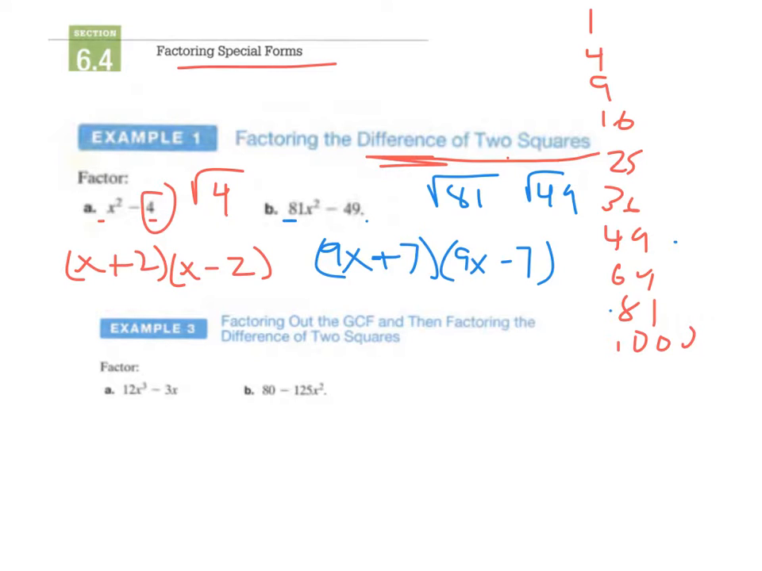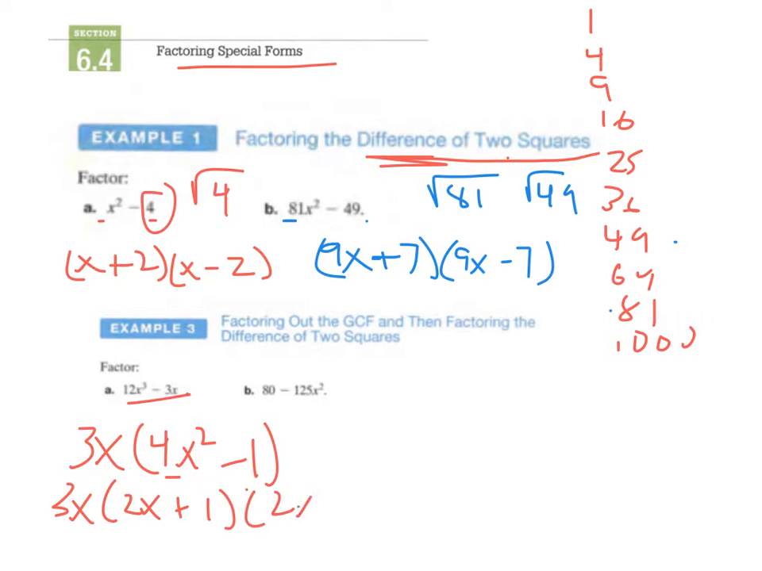We want to factor out the greatest common factor first when it's possible. So we look at this problem right here. 3x is common. And so when I take out the 3x, I get 4x squared minus 1. Now, if you look inside the parentheses, 4 and 1 happen to fall into our category. So we're going to split apart and go plus, and split apart and go minus.